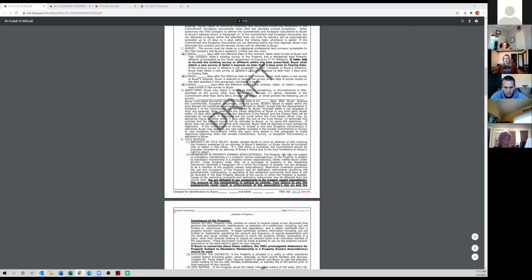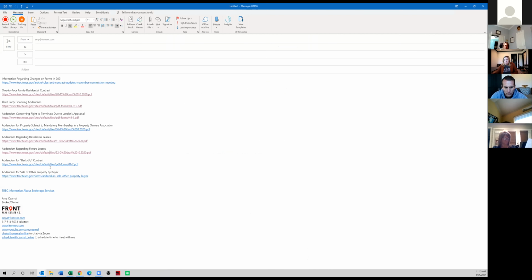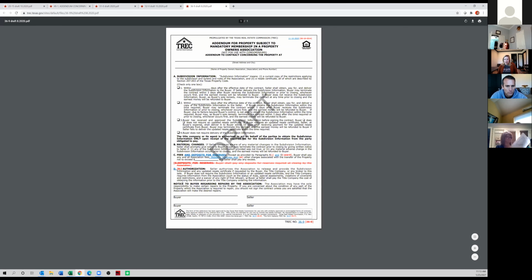I'm going to flip over to that form real quick because there were a couple of changes to that on here. I don't think it's that significant changes. Some of the attorneys think it is really significant changes. I think it's more of just cleanup.